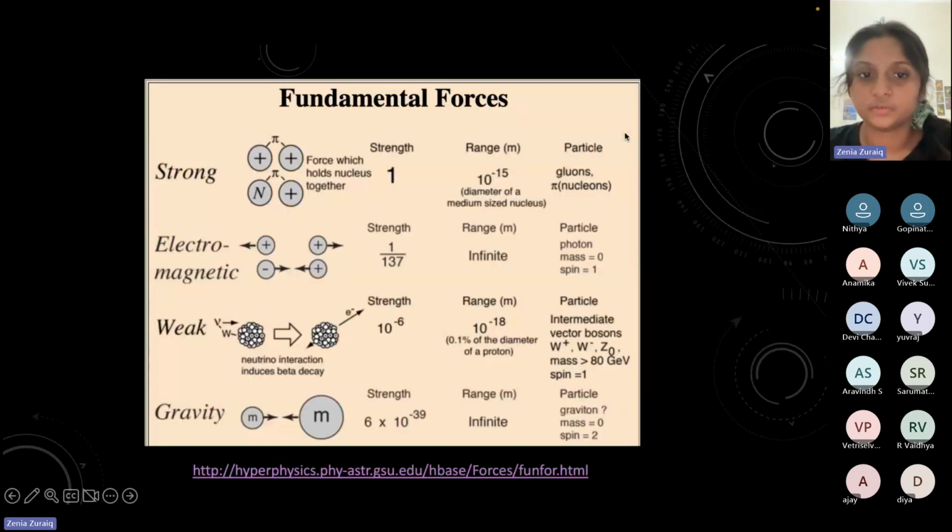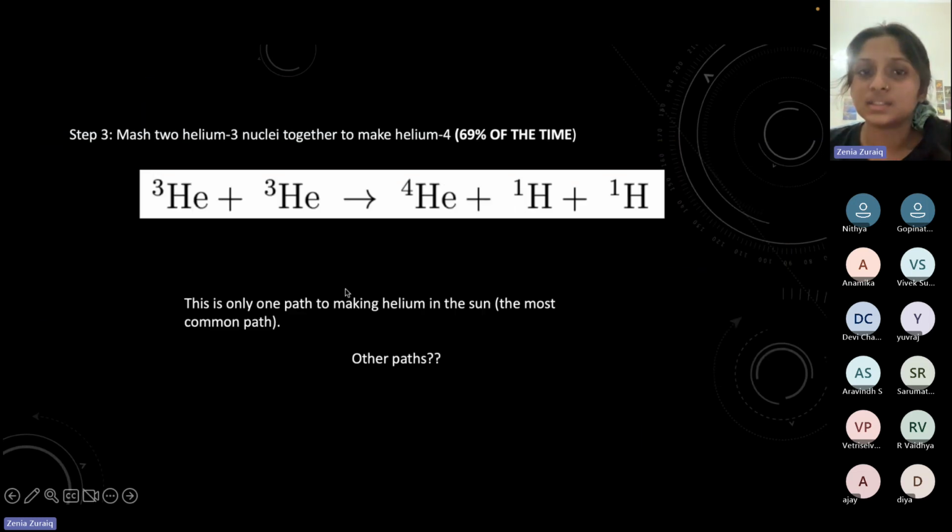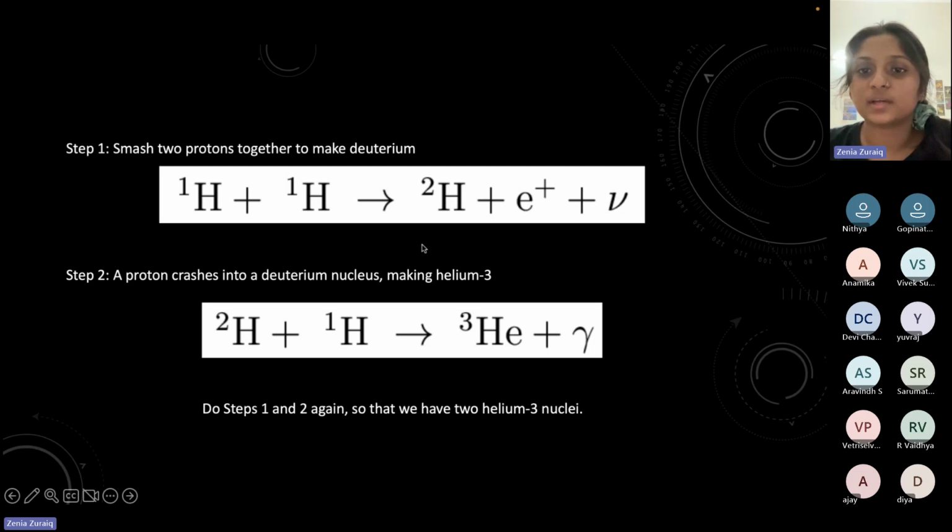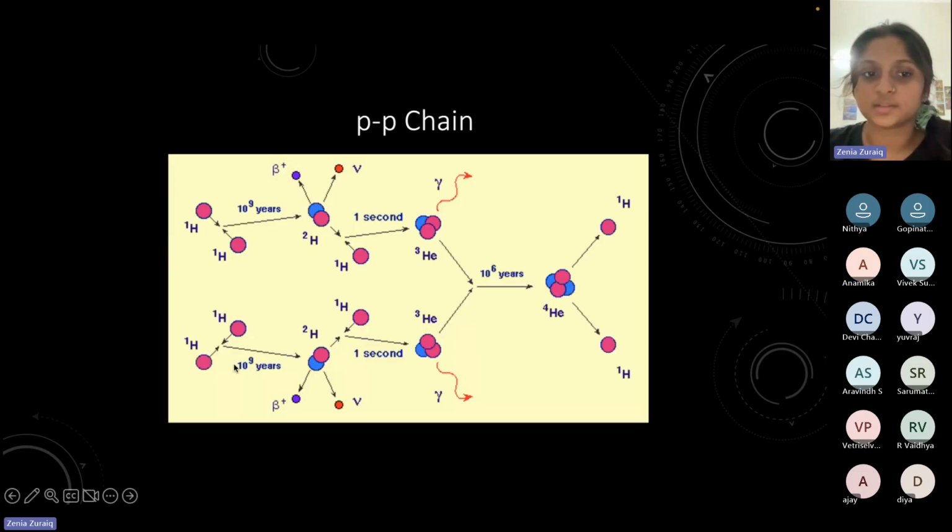As I said, usually when you have weak interactions you see the release of neutrinos, and this is one of the reactions which takes a lot of time when you compare it with the other steps in the process. You can see that in this diagram as well. This takes around 1 billion years.